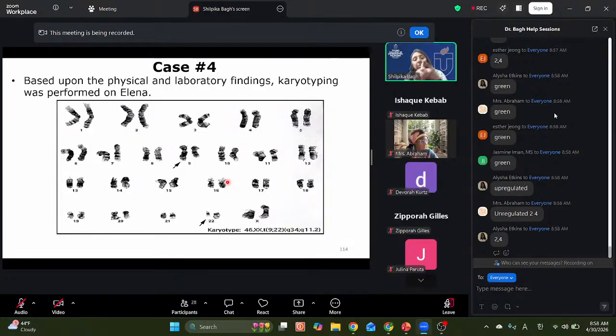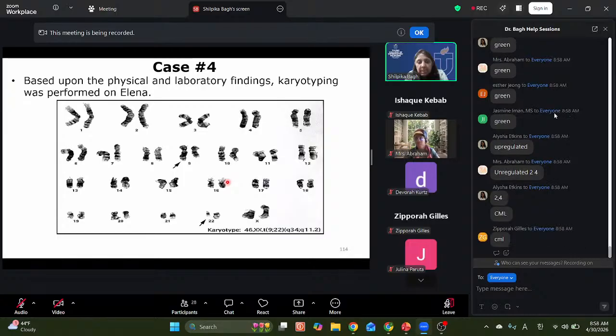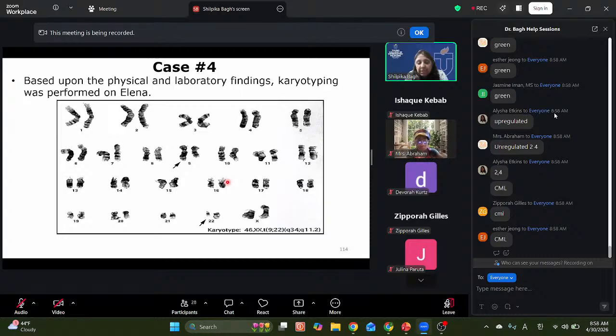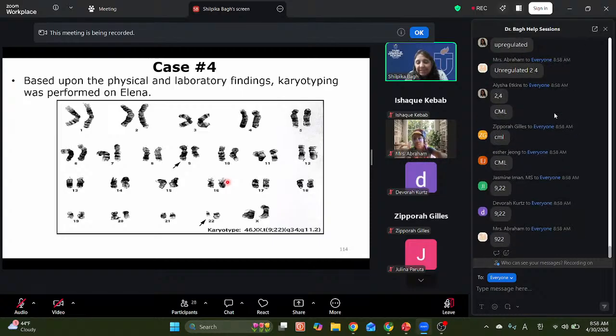Karyotype, FISH and chromosomal painting can identify anything: aneuploidies, autosomes, sex chromosomes, chromosomal translocation. So tell me, chromosomal translocation: fusion gene, gene under strong promoter. Give me fusion gene examples. CML and... CML is which chromosome? 9;22. What is the other example?